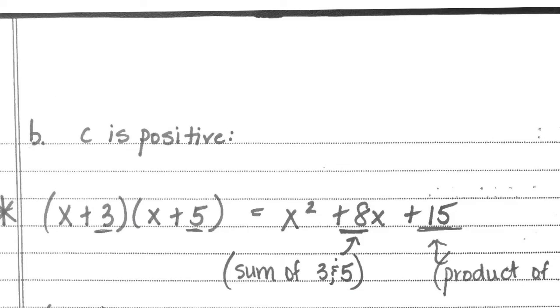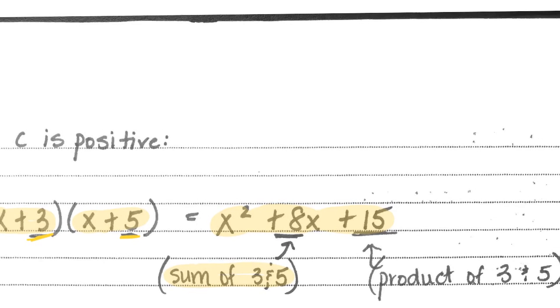Now, we're working with another type of trinomial where c is positive. So let's go ahead and look at the foiling of x plus 3 times x plus 5. When I FOIL that, I get x squared plus 8x plus 15. Notice that this is the sum of 3 and 5. Well, remember 3 and 5 are my numbers right here. And then notice that the last number, that constant term, that c, is the product of 3 and 5.